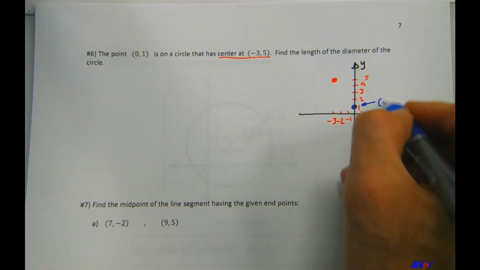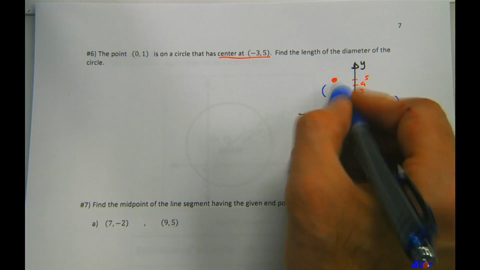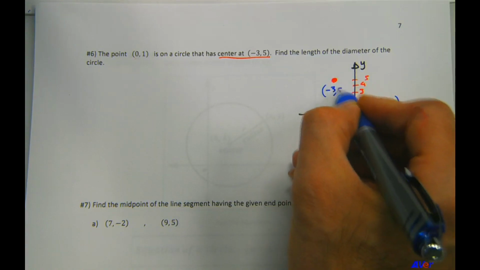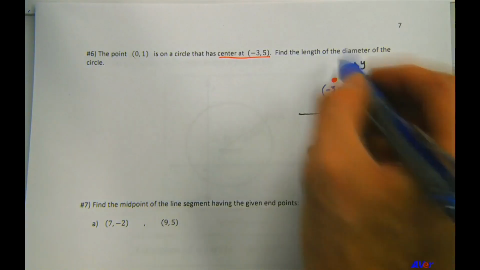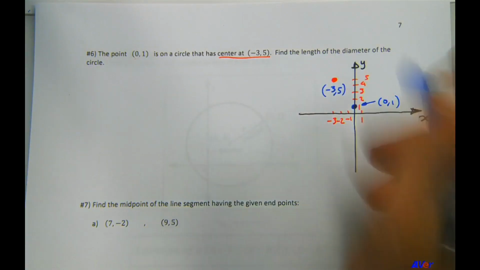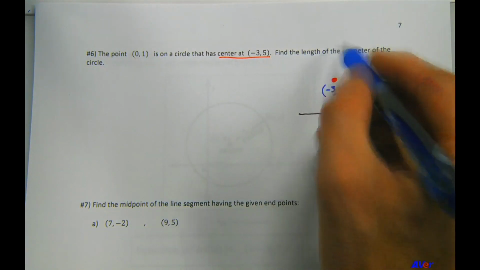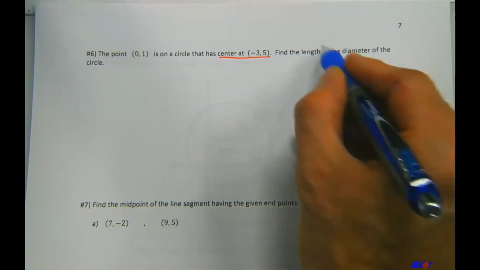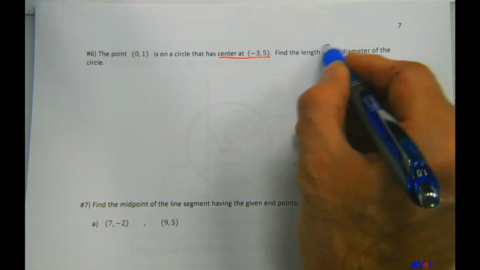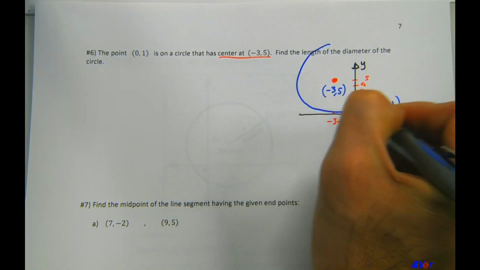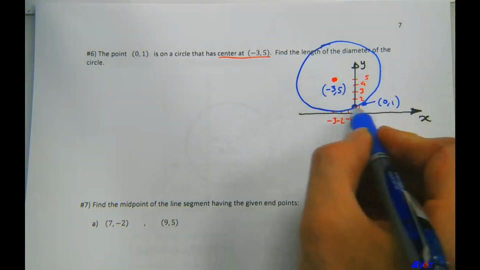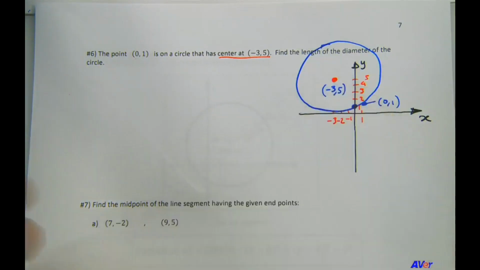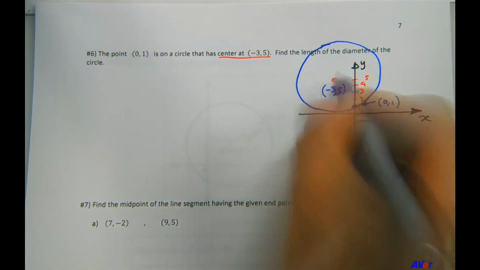So that is 0, comma 1, and that point is negative 3, comma 5 is there. So this is the center of a circle. I don't know if I'll do a very good job of drawing this circle, but I'll try. So if we do this like that, so that point 0, 1 is on a circle of center negative 3, comma 5 right there.